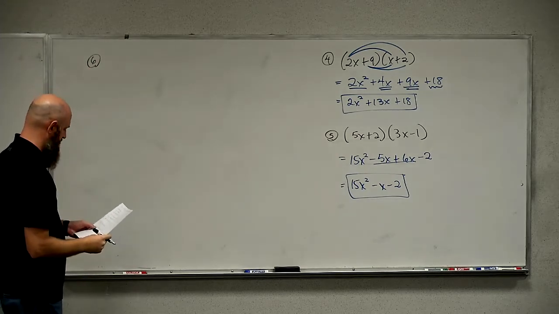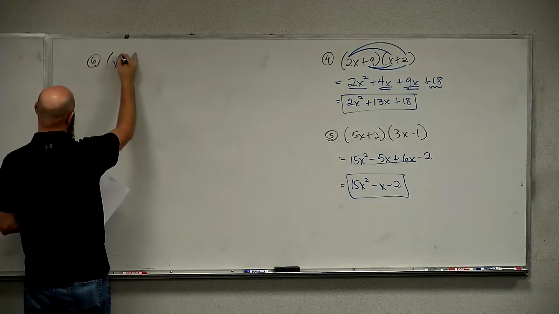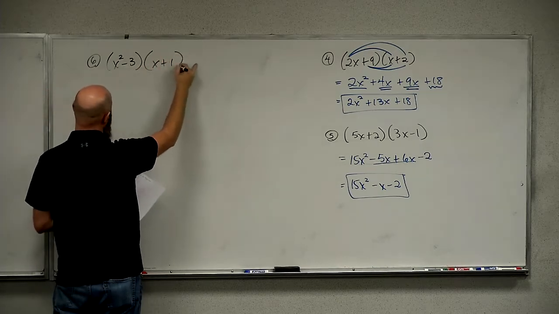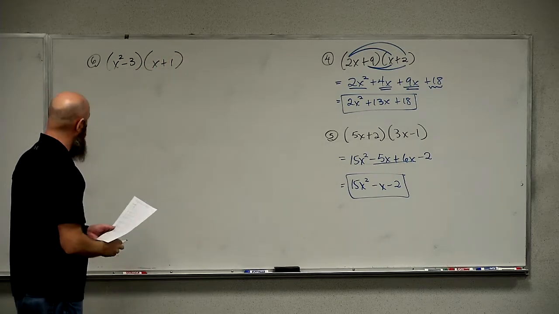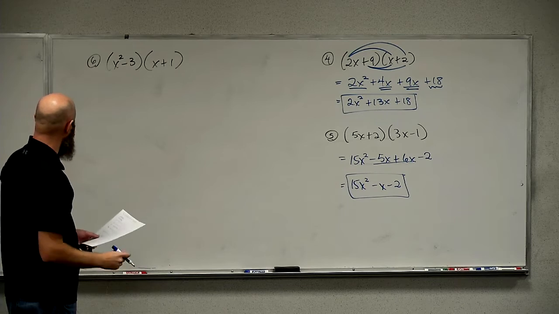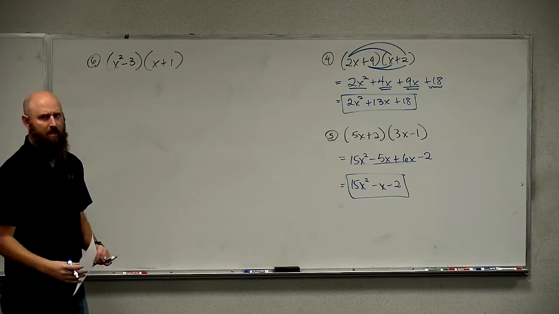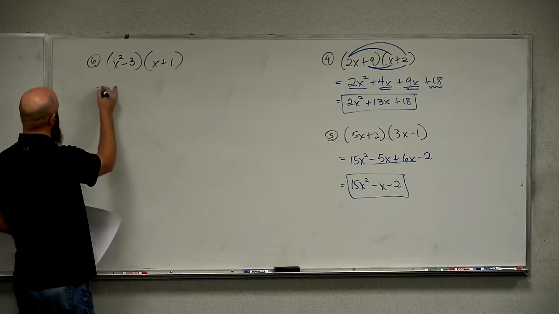Number 6. X squared minus 3 times x plus 1. All right, so again, it's still a binomial. Same process. Nothing is changing here.